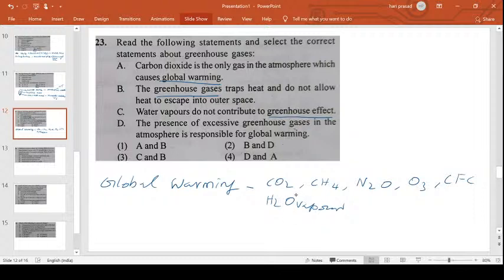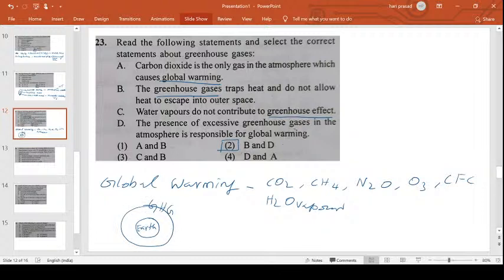Greenhouse gases mean that because of these gases the temperature becomes high, that is, the earth will be heated up. Greenhouse gases trap heat and do not allow heat to escape into outer space. This is the earth surface, and these are the greenhouse gases.